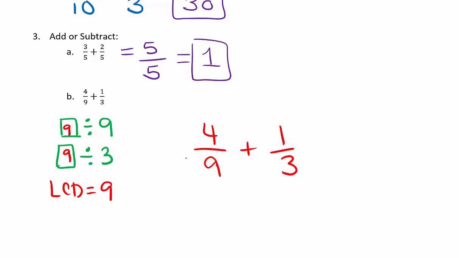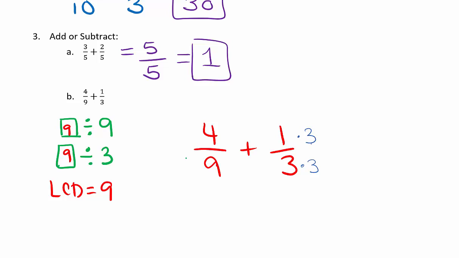Now I want both of these fractions to have a denominator of 9. 4/9 already has the 9. To change a 1/3 to a denominator of 9, I'm going to multiply. And the rule is you have to do the same thing to the numerator and the denominator. So the idea is if I want to turn a 3 into a 9, I have to multiply by 3. So I'm going to have to do that to the numerator as well.